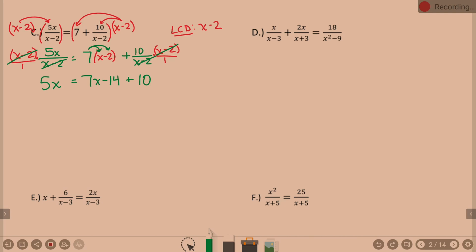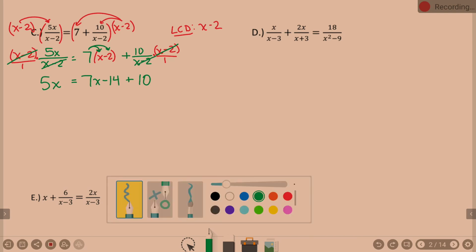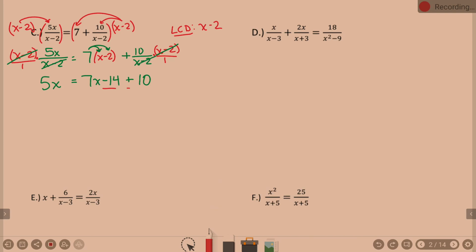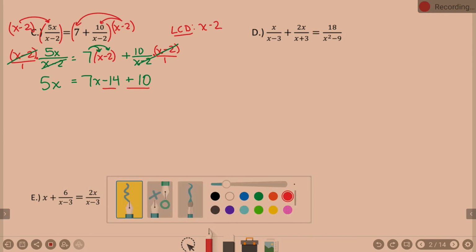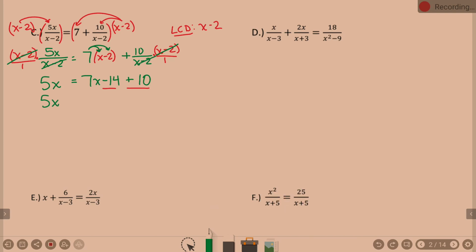Okay, combine like terms. What do we know here? Negative 14 plus 10 go together, don't they? So I'm going to do 5x equals 7x, negative 14 plus 10 is minus 4. What needs to happen next? The x's. How do you want to do the x's? Which one am I moving? I would suggest the other one.